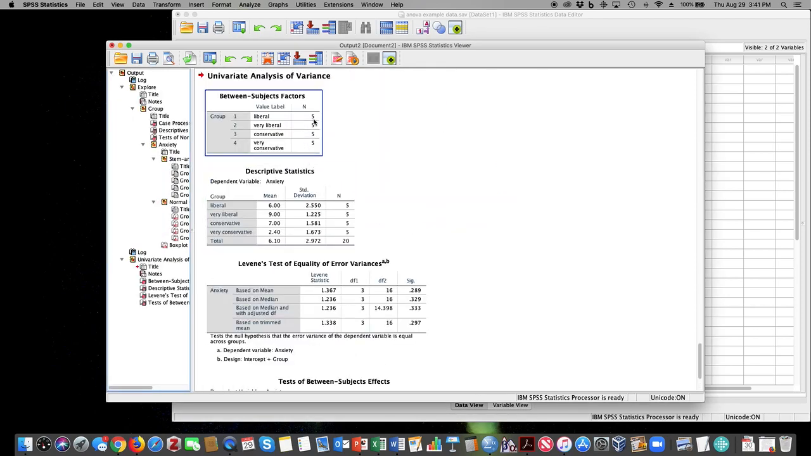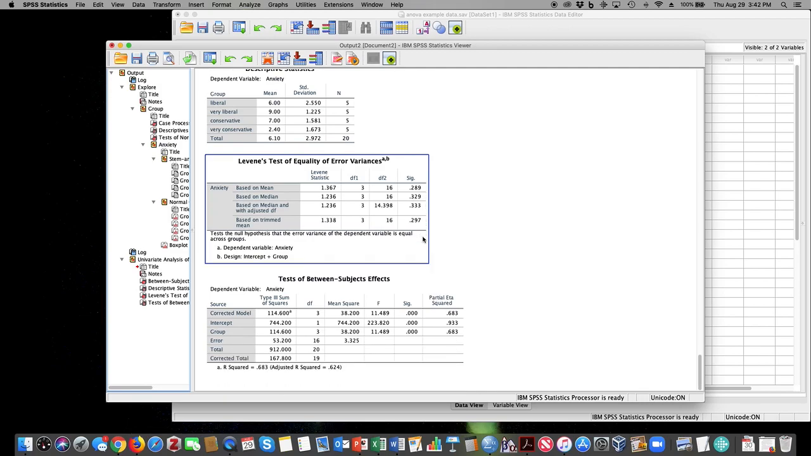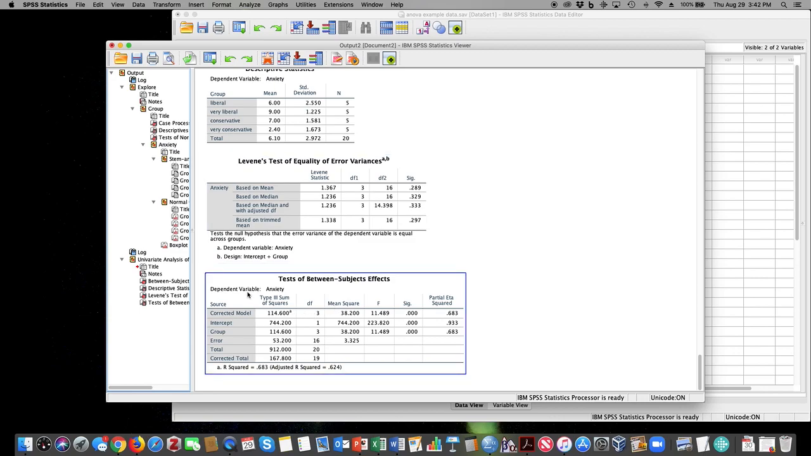Here you can see the sample size of each group, and the means and standard deviations of each group. You can see the homogeneity of variance test. I always look at the one based on the mean, and we can see that p is greater than 0.05. My variances are not statistically significantly different from each other, so I met this assumption. There are no differences. Then I look at my ANOVA results, and let's take a look here. F of 3, 16 equals 11.49. P is less than 0.001.